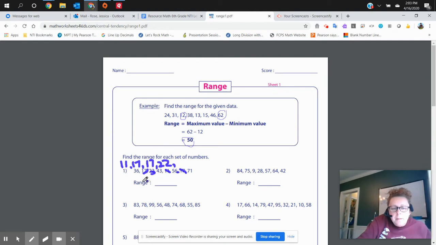The next number, let's see, is 36. So there's my 36. Okay. There's 43. I'm going to cross that out. And there's 71. Now, for range, you absolutely do not have to put them in order. If you can look at the data set and you can find the smallest number and the biggest number, you do not have to put these in order. Okay, so I just wanted to make sure you understand that. If you can just look and say, oh, 11 is the smallest and 71 is the biggest, that's perfectly fine.